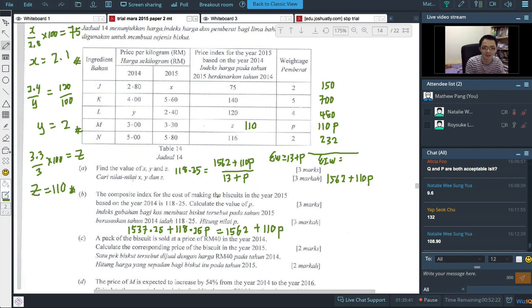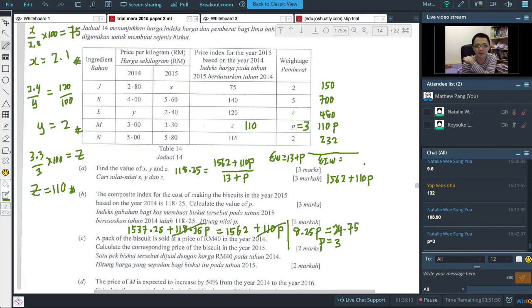I will minus it. So I will have 110 move to the other side, 8.25p. Okay, p and p I settle, and this one I move over here. So 1562 minus the answer, I will get 24.75. P equals 3. Yep. So I got P equals to 3.